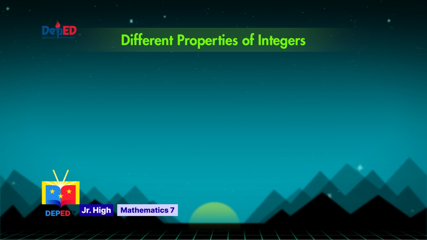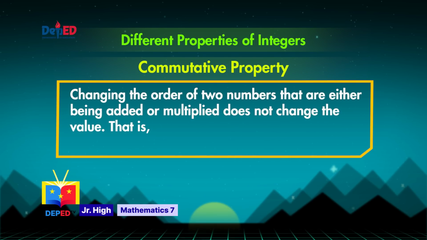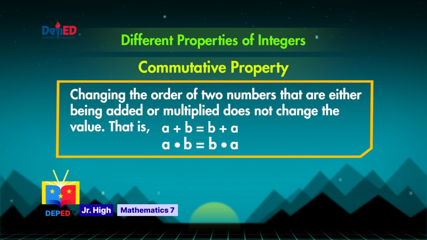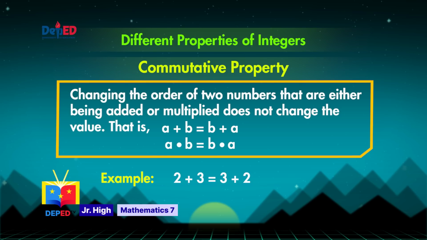The second property is the commutative property. Changing the order of two numbers that are either being added or multiplied does not change the value. That is, a plus b is equal to b plus a, and a times b is equal to b times a. For example, 2 plus 3 is equal to 3 plus 2. Since 2 plus 3 is equal to 5, and 3 plus 2 is equal to 5, they are both equal.